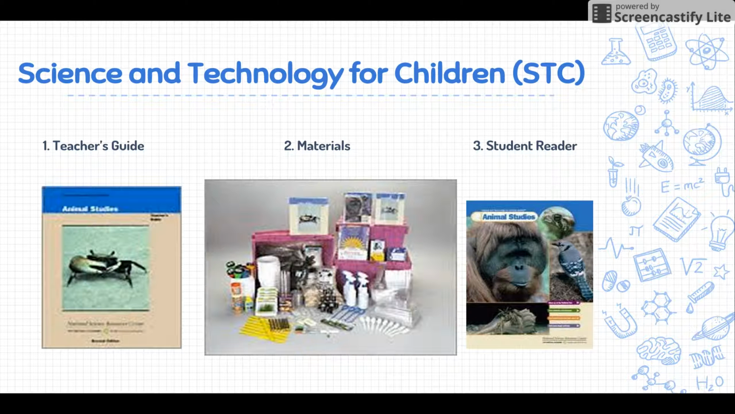Third, you will see a student reader. This reader is full of nonfiction stories to help your students build background knowledge and dive deeper into concepts they're learning about in the unit.